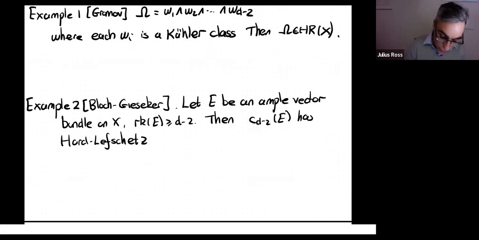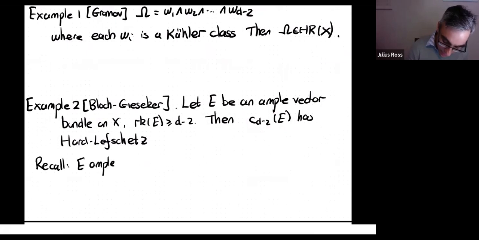And so let me just recall some things for you. Let me recall, because I'll use it, that E is ample means that if you take the tautological line bundle on the projective bundle, this is an ample line bundle.